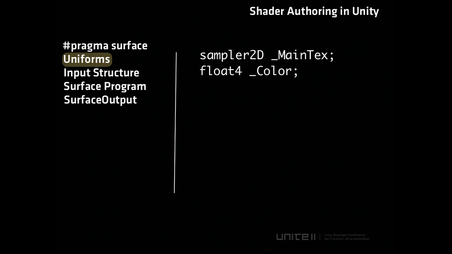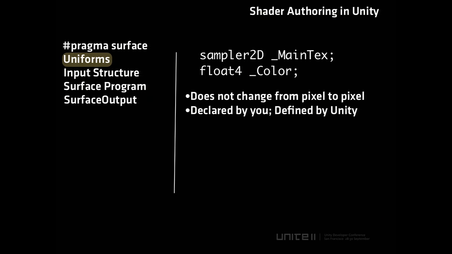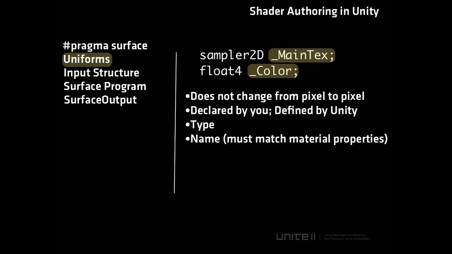Uniforms are just simply types. They do not change from pixel to pixel or even vertex to vertex, but they can change between draw calls. These are declared by you, so you put them in your shader. Unity actually fills them out for you. So if you have some properties that have a default color, or you've changed your material and overridden these colors, Unity will fill these out for you so that you don't have to do anything yourself here. They have a type, so in this example we have a sampler 2D, which is a texture, and we have a float, which is just a simple vector 4. The name should normally match the properties unless you're doing something silly, or unless you're doing something a bit more advanced.